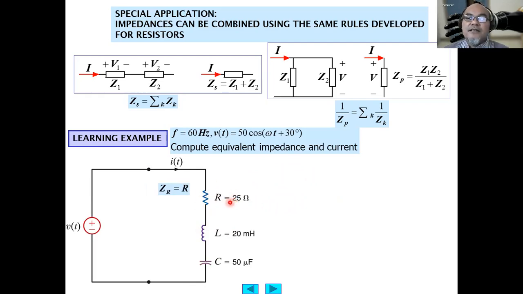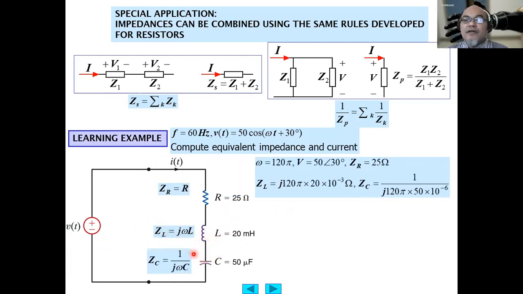The impedance of a resistor is basically the same as the resistance value itself because a resistor does not have a J component. For inductance, the impedance ZL equals J omega L. While for capacitance, it equals 1 over J omega C. Omega comes from the frequency of 60 hertz: 2 times 60 is 120, so 120 pi radian per second. The voltage is expressed in phasor as 50 with a phase angle of 30 degrees.